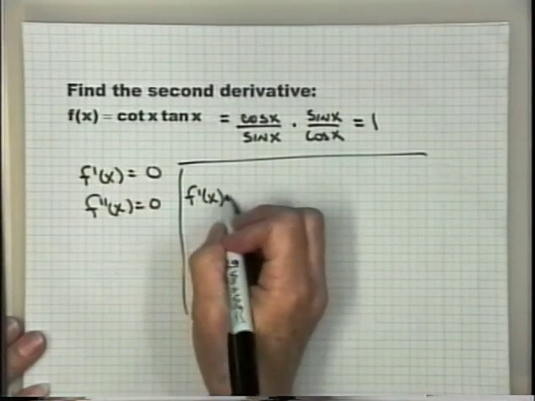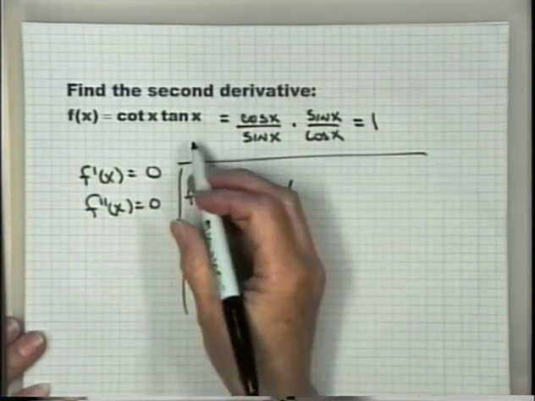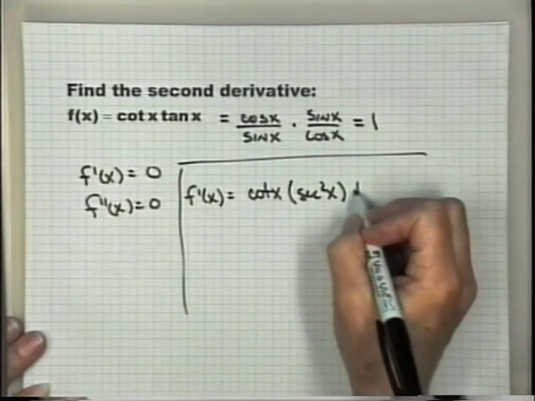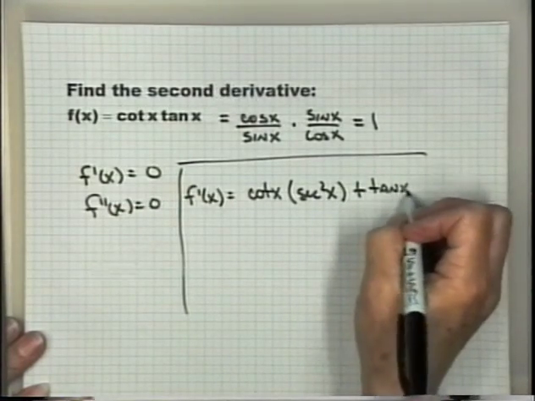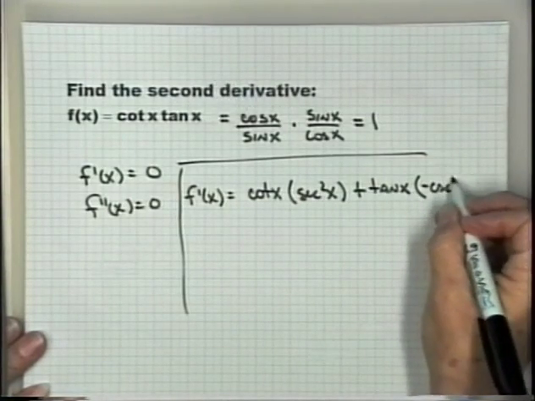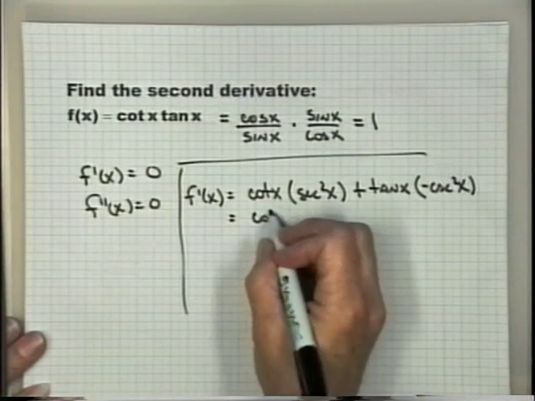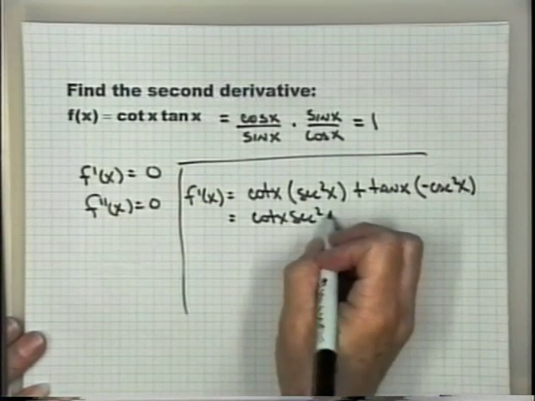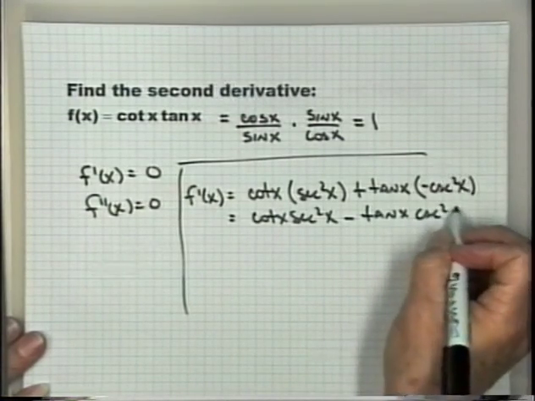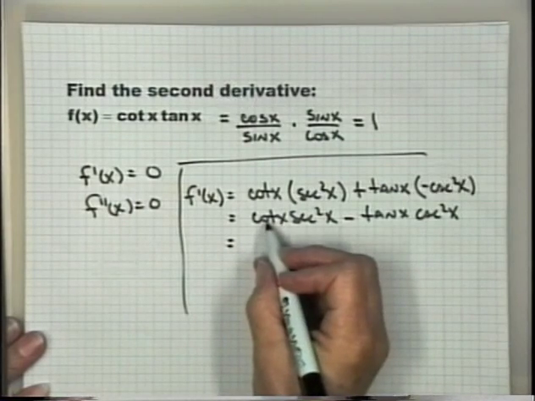If we use the product rule, first function cotangent x times the derivative of tangent is secant squared, plus the second function tangent x times the derivative of the first, the derivative of cotangent is negative cosecant squared. Well, goodness, cotangent x times secant squared x minus the tangent of x times cosecant squared doesn't really look like 0 yet, does it? But let's look again.